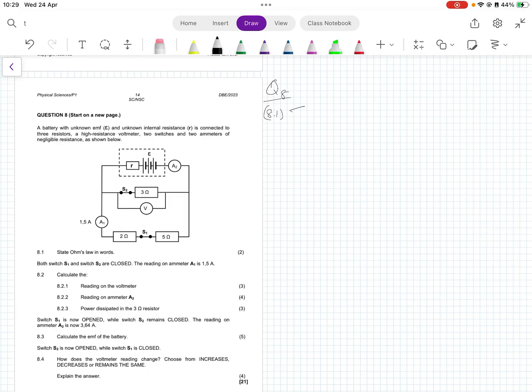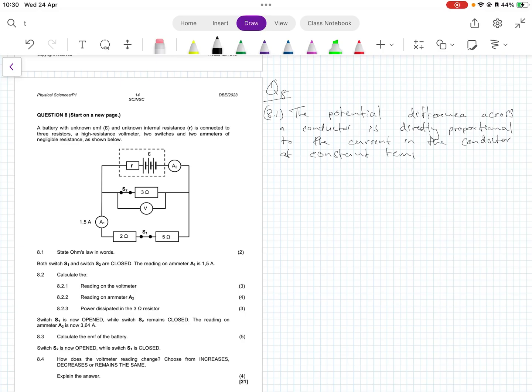Ohm's law states that the potential difference across a conductor is directly proportional to the current in the conductor at constant temperature.